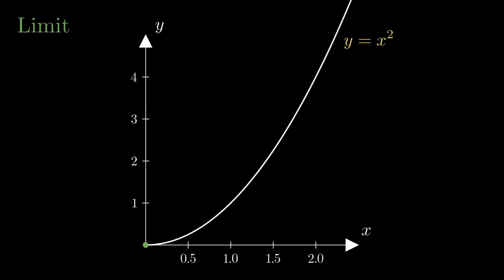First, let's explore the intuitive concept of a limit. Consider the function y equals x squared. Imagine the value of x gradually approaching 1, starting from 0. The key point here is that it only approaches 1, but never actually equals 1. Since y is the square of x, it will also gradually approach 1. However, y also never actually equals 1.